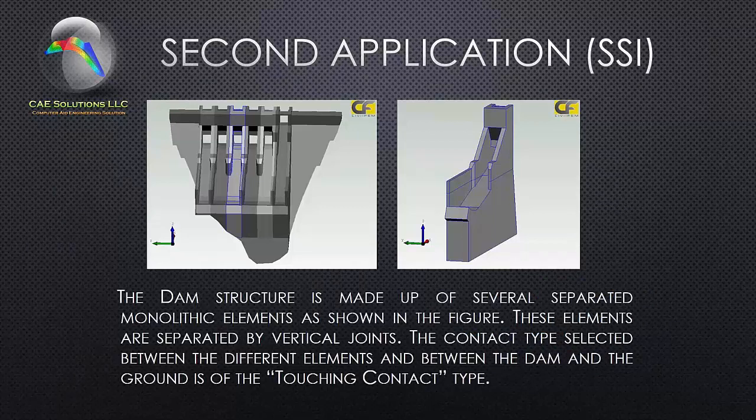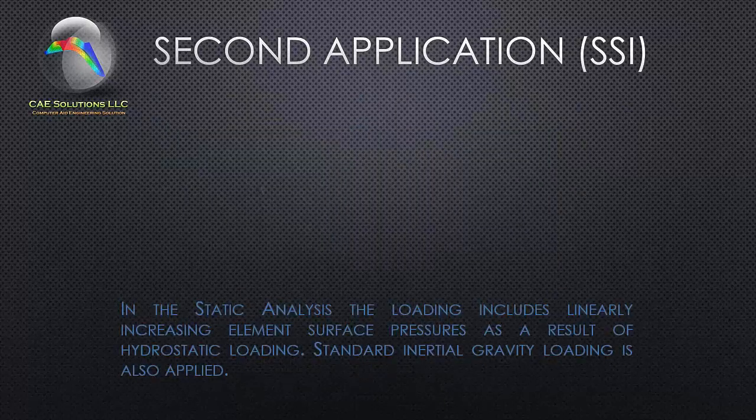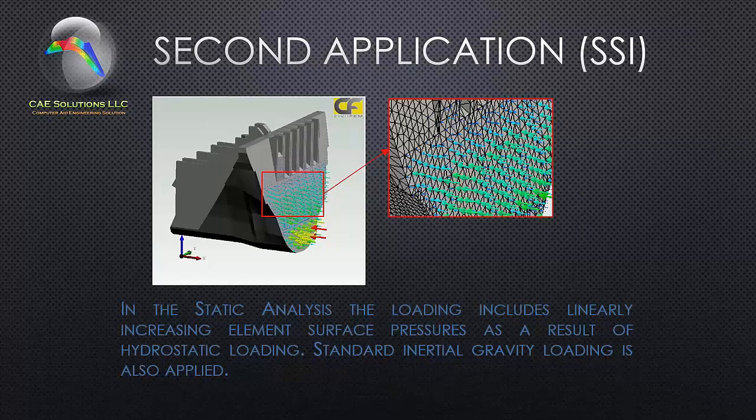The dam structure is made up of several separated monolithic elements, as shown in this figure. These elements are separated by vertical joints. The contact type selected between the different elements and between the dam and the ground is the touching contact type. Touching contact type means that they can be active or deactivated, touching or not touching. That's nonlinearity, causing the stiffness matrix to change.